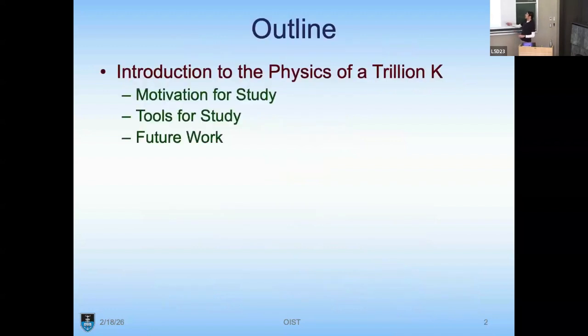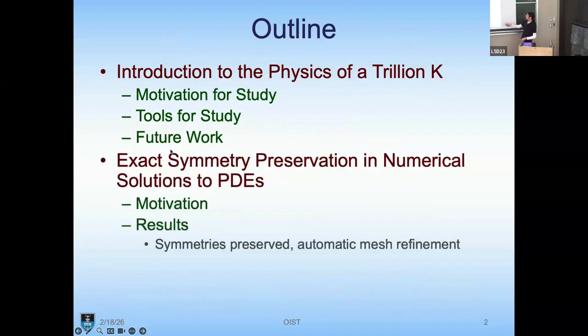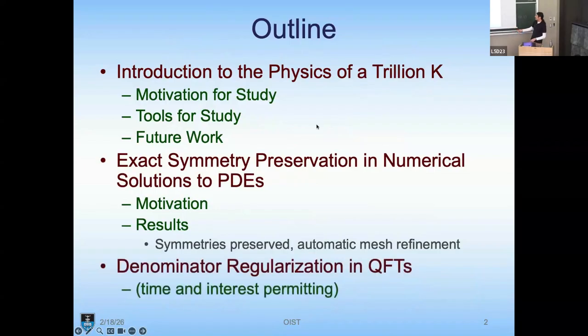So let me give you a sense of what we're going to do. We're going to talk about the physics of 1 trillion degrees: why we're interested, how we study this, and the things that we're doing in the future. And then we'll talk about exact symmetry preservation in numerical solutions to PDEs. This is the more mathy technical side. And then I'm sure we will not have time to talk about this, but we'll talk about denominator regularization in quantum field theories.